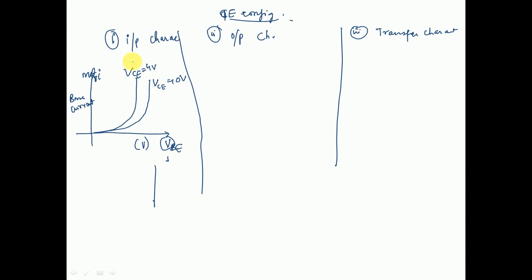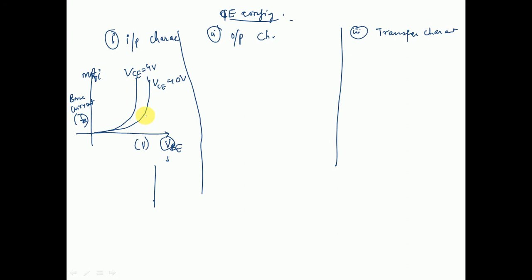Here what I was saying is, this is your input characteristics, and this is your base current, which is IB, and this is your base emitter voltage. We are noticing the base current with respect to two different collector emitter voltages, VCE at 4 volts and VCE at 10 volts. We are noticing it at two different voltages.